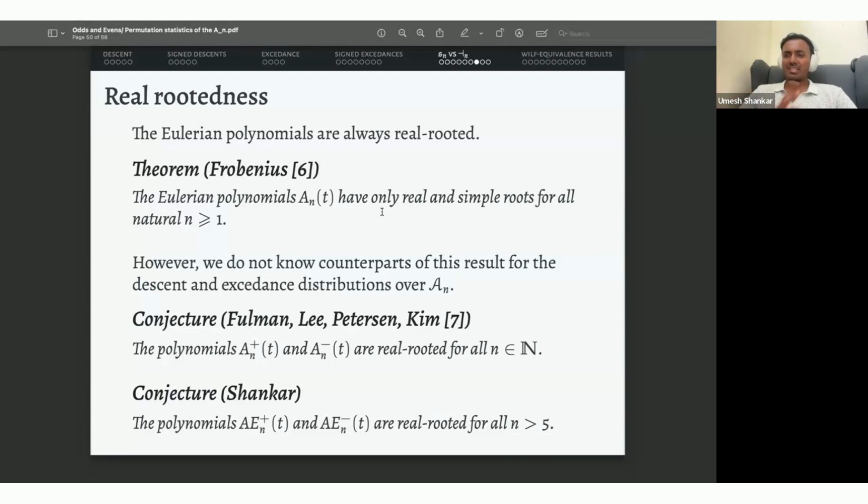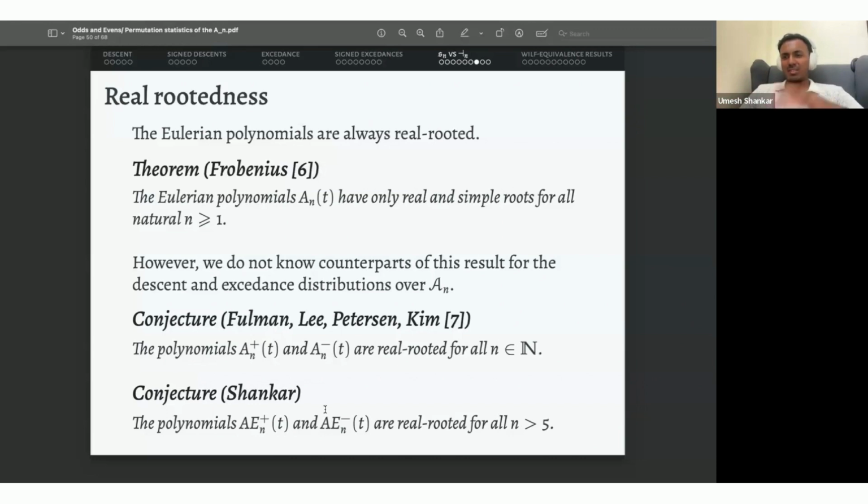I believe they say that they have verified the conjecture up till n equal to 30. Fulman, Lee, Peterson, and Kim. And this is my conjecture, that the exceedance polynomials also behave the same way. They are also real rooted. However, this holds for n strictly greater than 5. For 3 and 4, they are not real rooted; they have complex roots. I have also verified this up till 30. It's harder and harder to verify this, and till 30 I was not able to get any complex roots. So I believe that this conjecture is true.